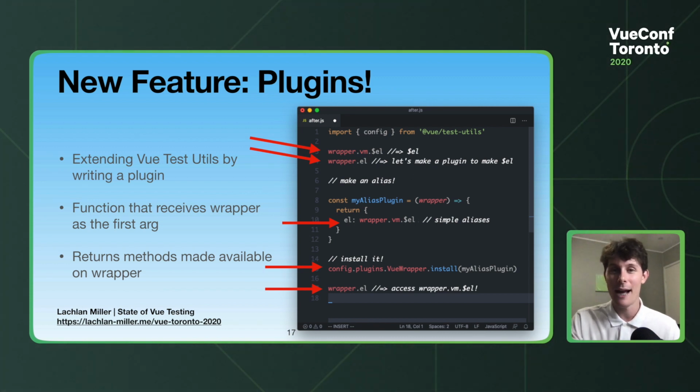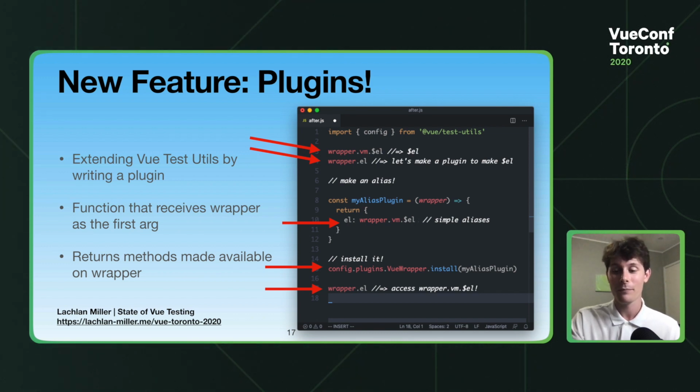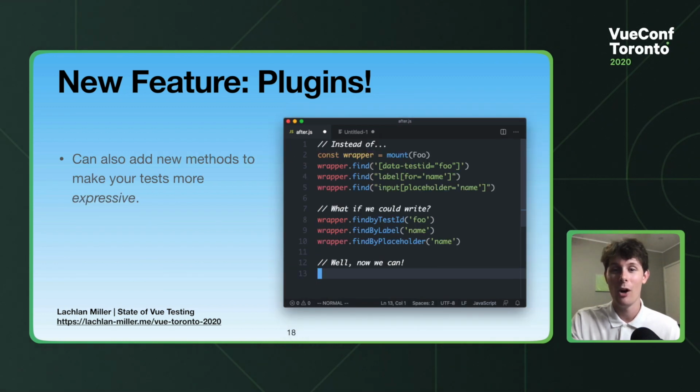So this is going to allow you to extend Vue Test Utils and make your tests more expressive and allow you to write tests how you would like to write them. Let's see a more realistic and useful plugin. Over here, I'm showing something that I find myself doing a lot. I often find myself doing wrapper.find and passing in very specific selectors, for example, a data-test-id selector, or a label selector, or a placeholder selector. This is quite verbose and hard to read.